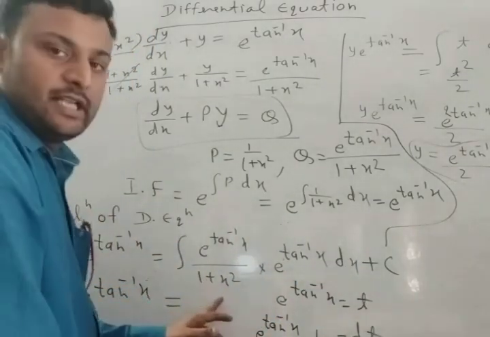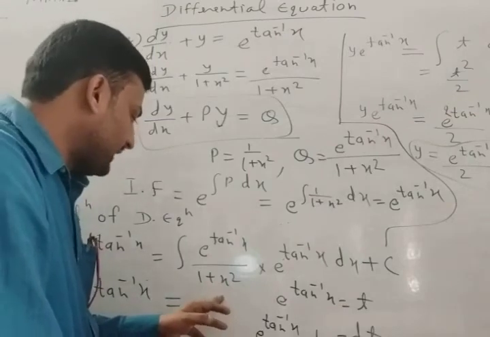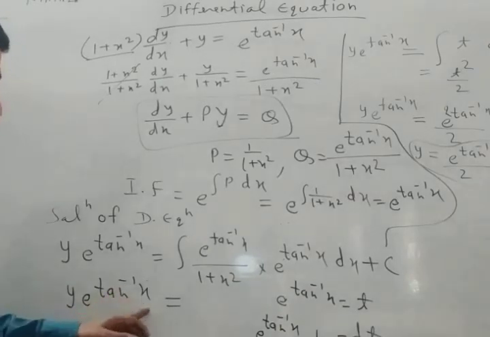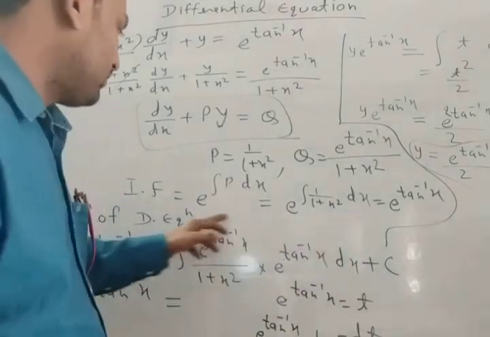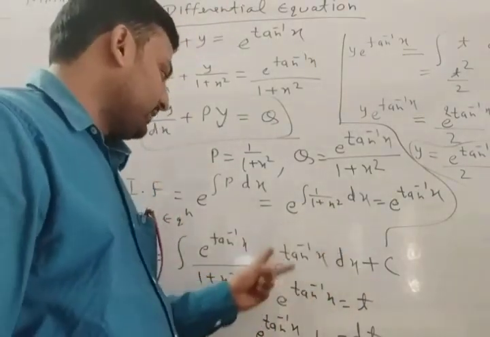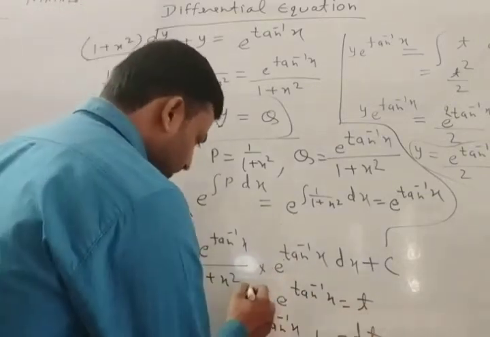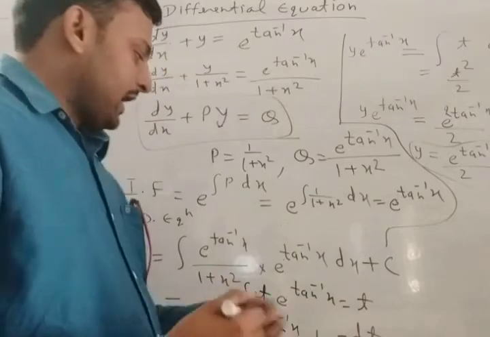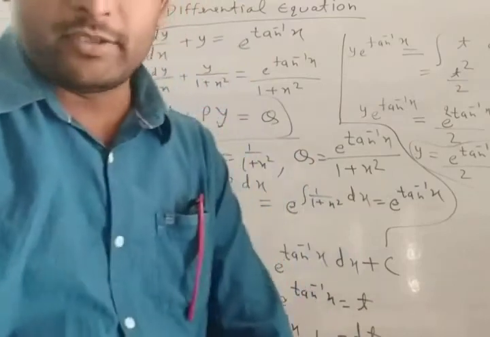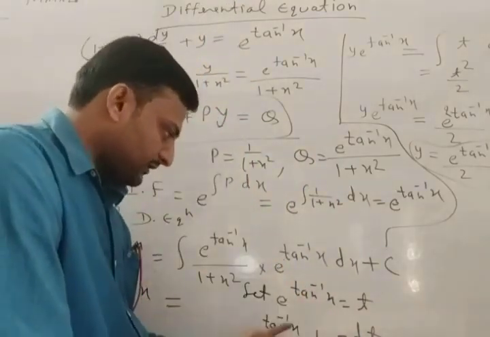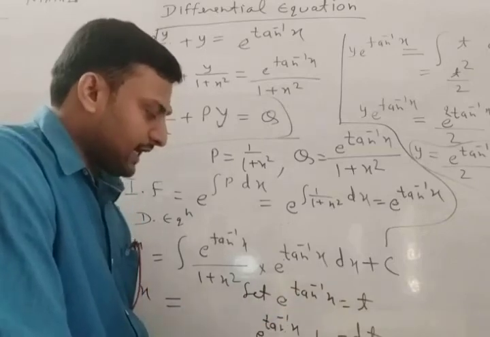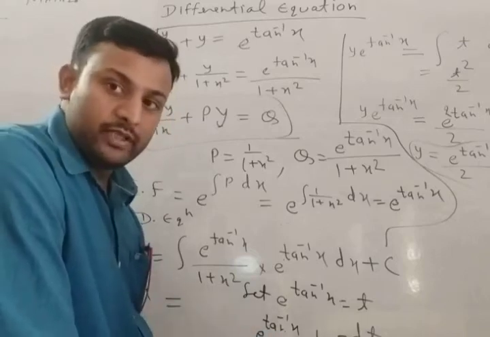Now we will further integrate it, and we find our general solution. So y e to the power tan inverse x is equal to, now we have to do the integration of this term. So we take this term as t, so this is equal to t, and this is of the form e to the power x, and you know the differentiation of e to the power x is e to the power x. So we write e to the power x, and here x is tan inverse x. So we write 1 plus x square dx. This is equal to dt.